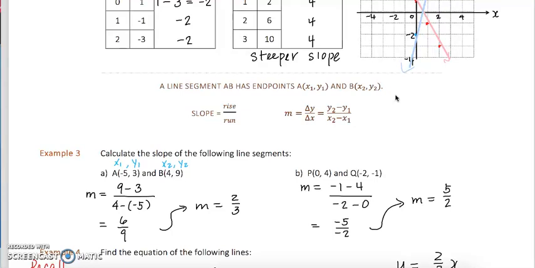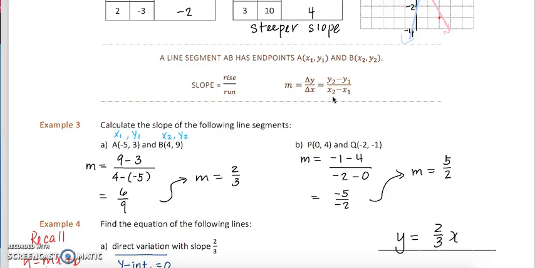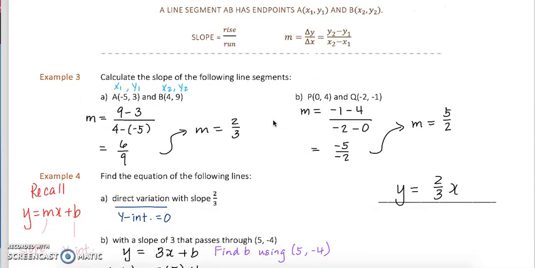We say that a line segment AB has endpoints A with coordinates x subscript 1, comma y subscript 1, and B, which has ordered pair x subscript 2 and y subscript 2, using this formula. The change in y, y2 minus y1, is the difference, and the change in x is the difference between the x coordinates, so x2 minus x1. We're going to practice using this formula to calculate the slope of the following line segments.